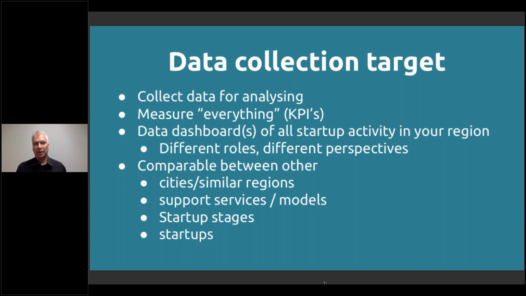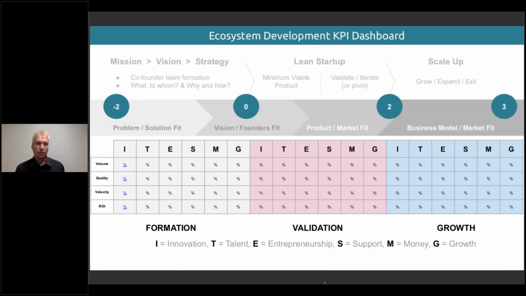And then the comparability: when we build more shared models and shared standards, it becomes comparable between cities, similar regions, similar support services, support models in the same development phases based on the startup stages and so forth. So this was the type of visualization. This is not an application dashboard, but this is to show in a matrix type of chart how further analysis can be applied to looking at aggregated views of those development measures in different levels.